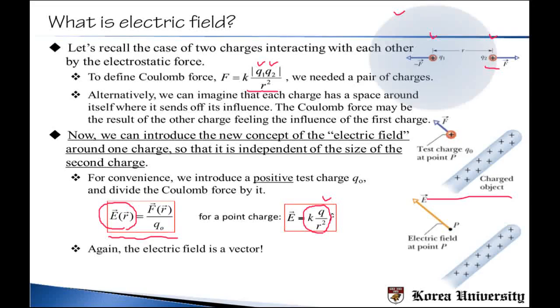Now it is pretty obvious, but always remember that electric field is also a vector. So whenever you deal with electric field, remember it is a vector. The SI unit of the electric field is Newton per Coulomb. Why? The SI unit of the force was Newton, and we are dividing it by the charge whose SI unit is Coulomb. So the SI unit of the electric field becomes naturally Newton per Coulomb.